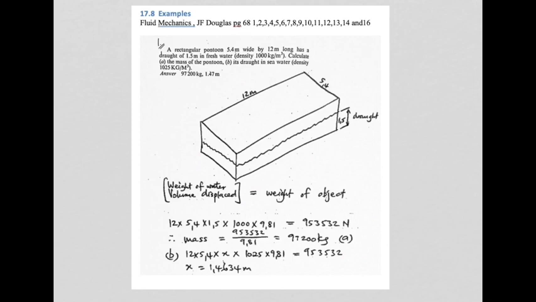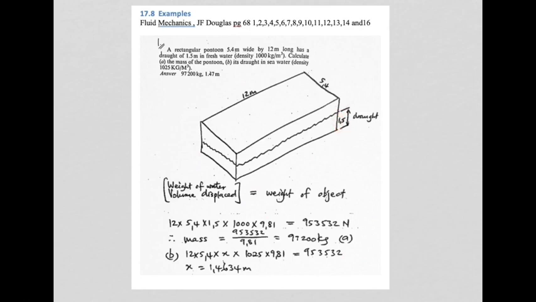So how much water is displaced? Well, 12 by 5.4 by 1.5 is how much water you have to get out of the way to make this thing float, and it would have a weight of this much. Now mass is weight over g, so we can find the mass of this object must be 97,200 kilograms for it to lie 1.5 meters in the water.